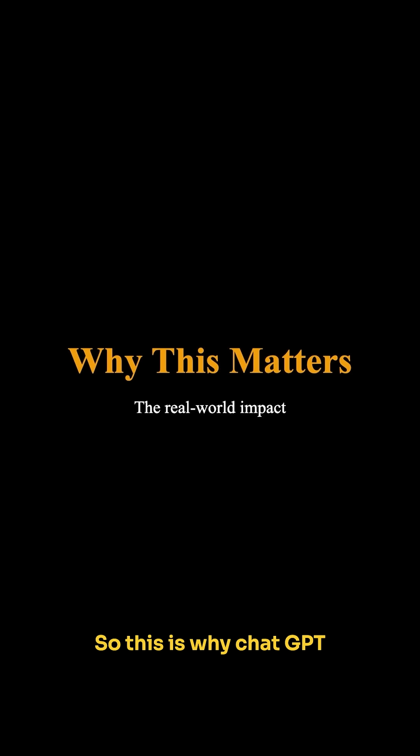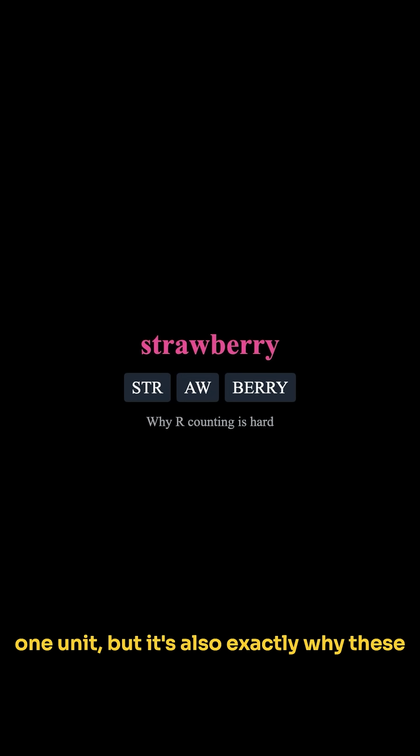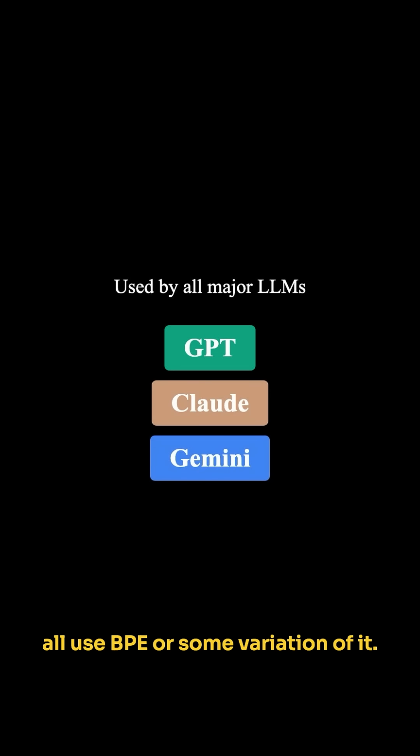So this is why ChatGPT sometimes struggles with counting the R's in strawberry. It's not seeing the complete word as one unit, but it's also exactly why these models can understand basically any text you throw at them without needing to memorize every word in existence. Every major language model you've heard of, GPT, Claude, Gemini, they all use BPE or some variation of it. Now you know how AI actually reads.